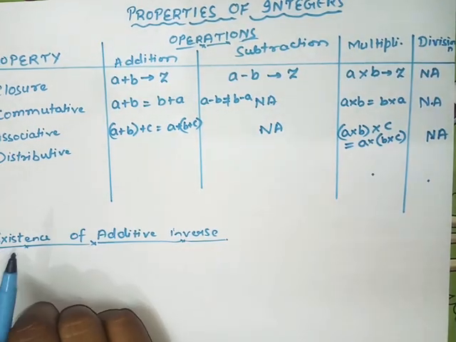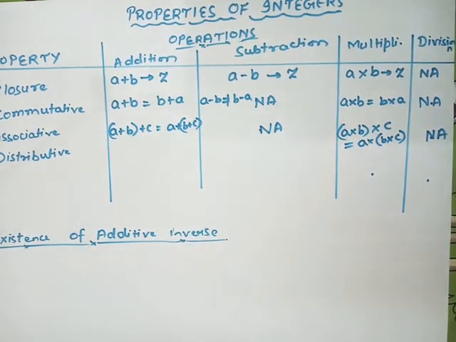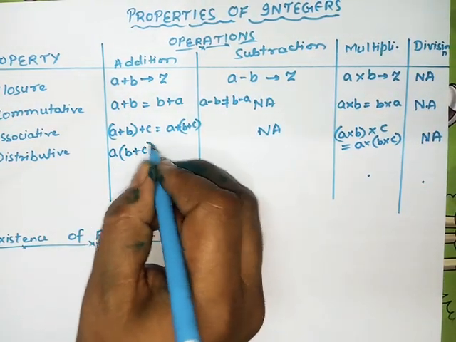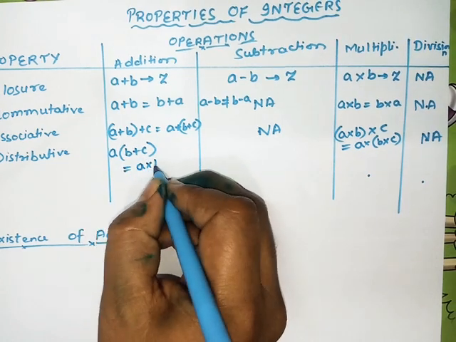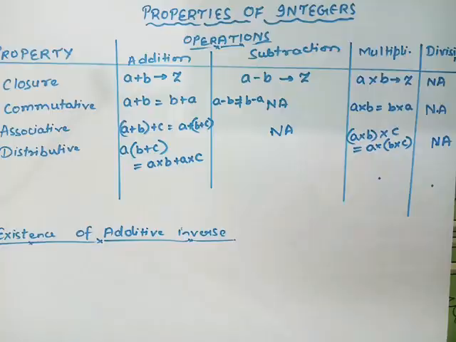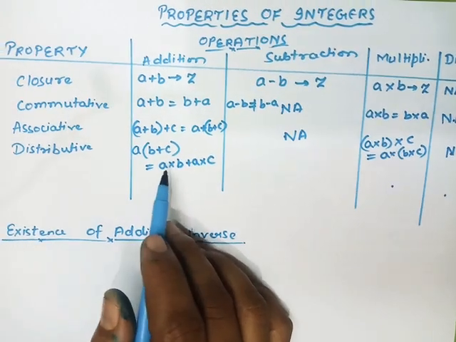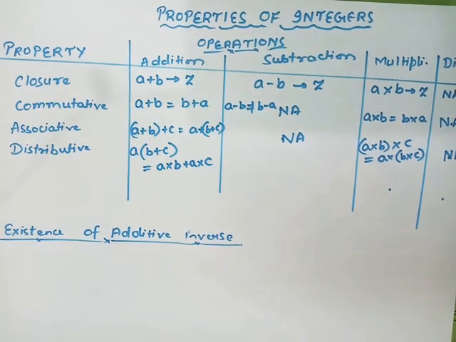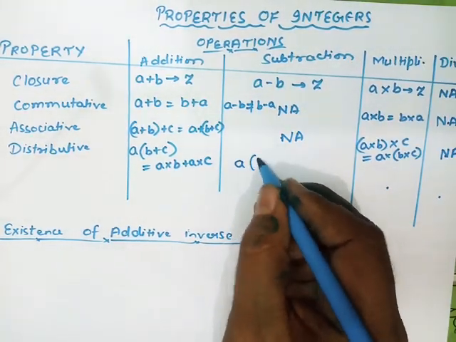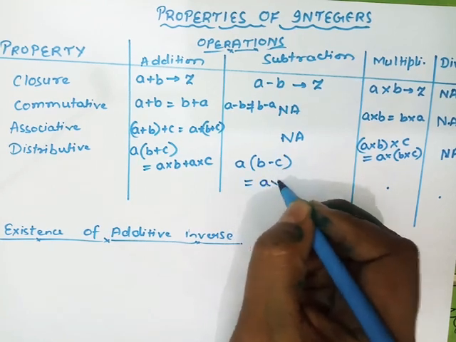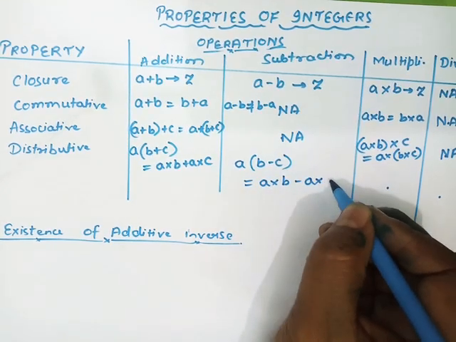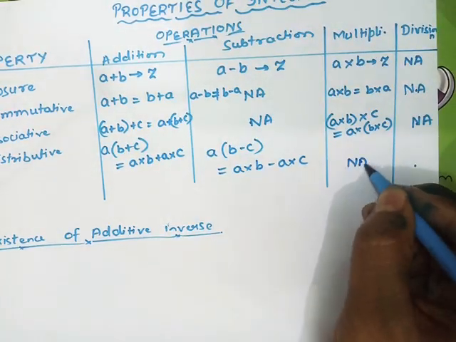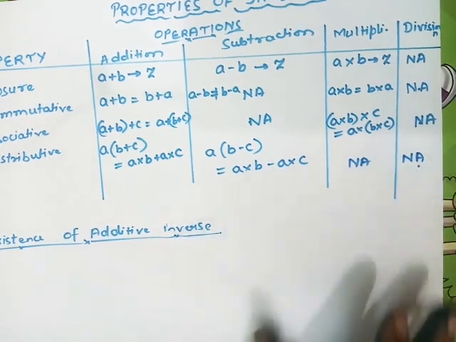So next is distributive property. In the distributive property, we distribute the multiplication, which means a times b plus c in brackets will be equal to a multiplied by b plus a multiplied by c. Similarly, in case of subtraction, we can say that a multiplied by b minus c will be equal to a multiplied by b minus a multiplied by c. And distributive property is not applicable in the case of multiplication and division. Here we can see all the properties.